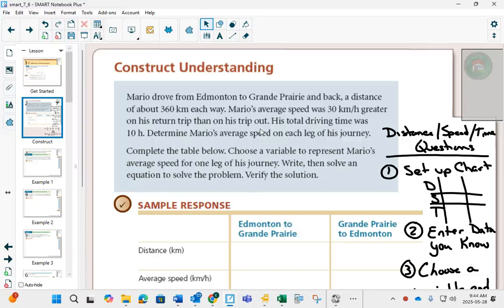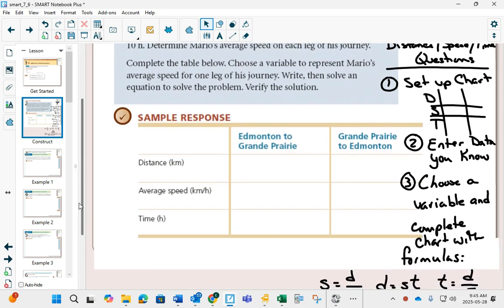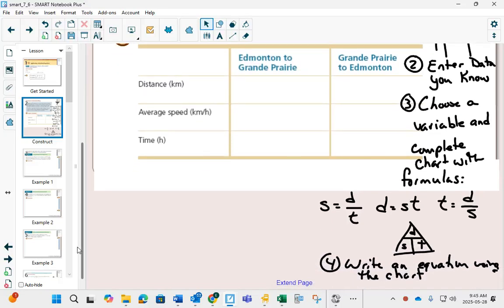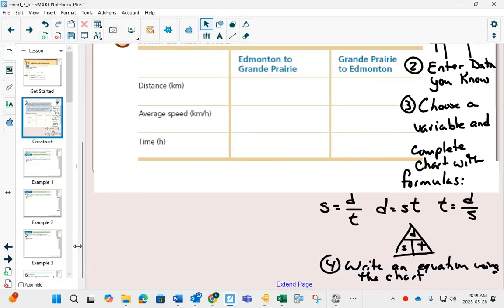So the first type of word problems that we're going to do are distance, speed, and time questions. So we did this before in 7.4 about setting up a chart with distance, speed, and time and entering the data we know. Somewhere in there we have to choose a variable and then complete the chart with our formula.